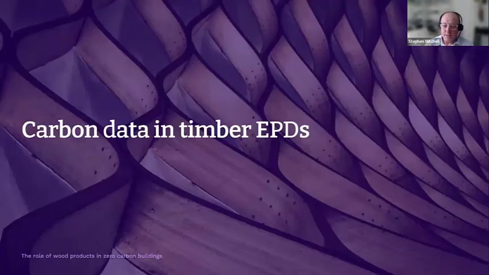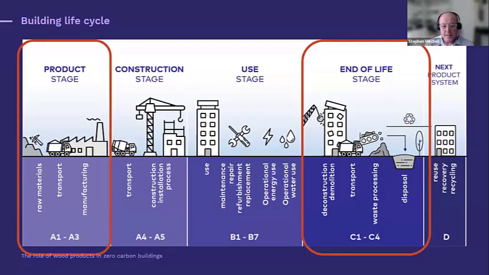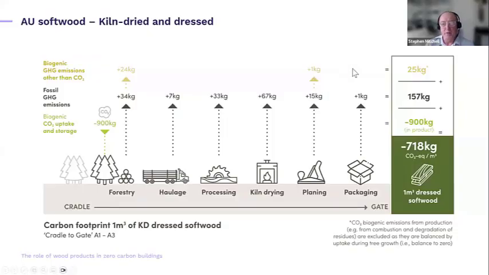So what's in them? What does the carbon data say for the timber EPDs? Well, as I said, they don't cover the whole life cycle. They cover data for the production stage, A1 to A3, and the end of life stage. Now, I'm only going to talk about the production stage impacts here due to time limitations, but they do include data for both of those stages. That's the mandatory life cycle assessment stage EPDs have to report on.